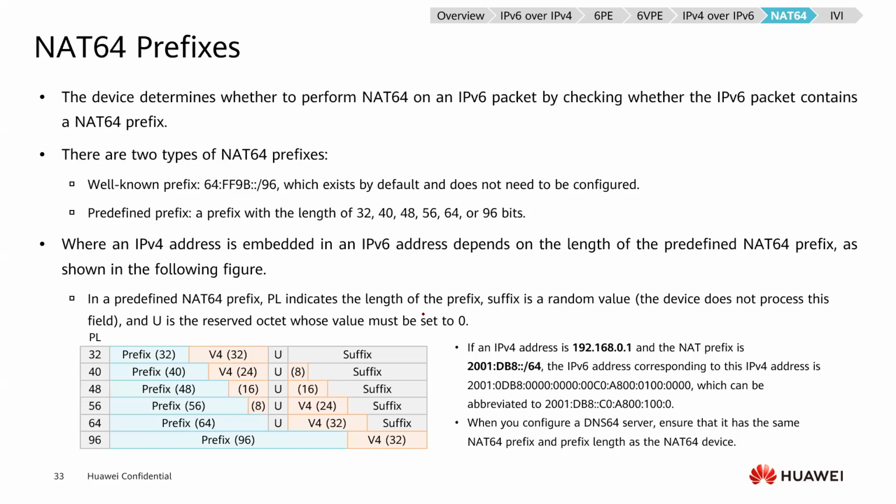And how does NAT64 achieve this requirement? It is based on a special prefix, which we call the NAT64 prefix. This prefix has two kinds. The first is the well-known prefix, which looks like this, and the other is the predefined prefix, which means you need to define it manually in advance. The prefix has a fixed length of 32, 40, 48, or 96.